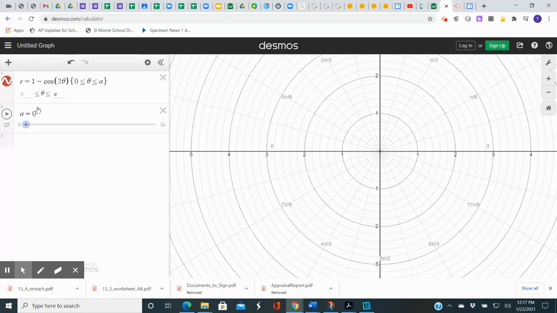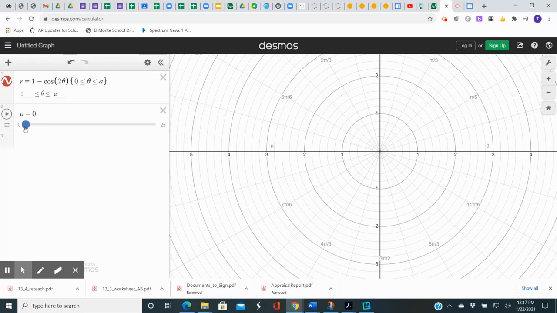I added the slider to get the second cell here, and I made the lower value of the range 0 and the upper value of the range for a 2 pi. So now when I move the slider, I will get the curve, which is the graph of the polar equation, being sketched on my polar plane.